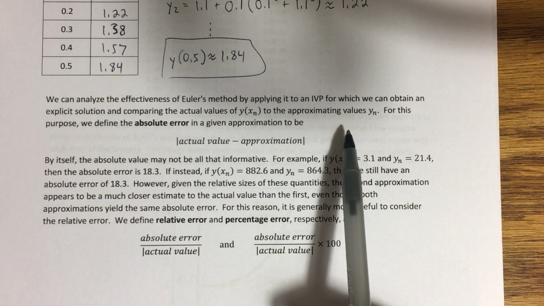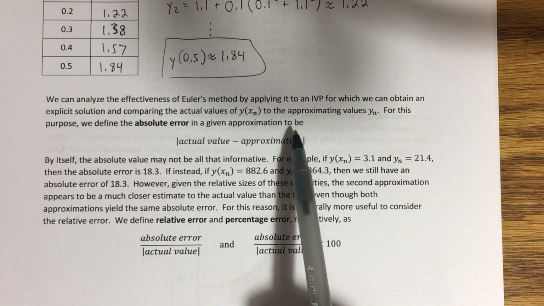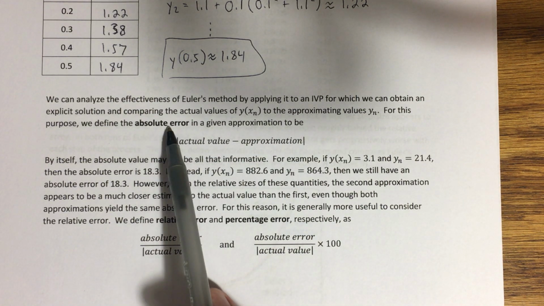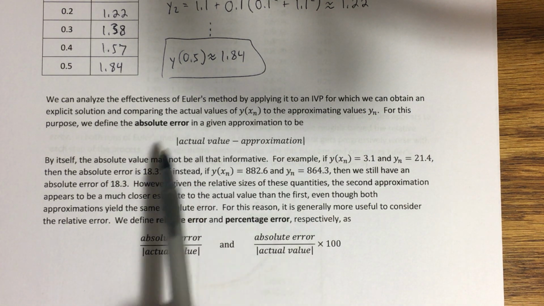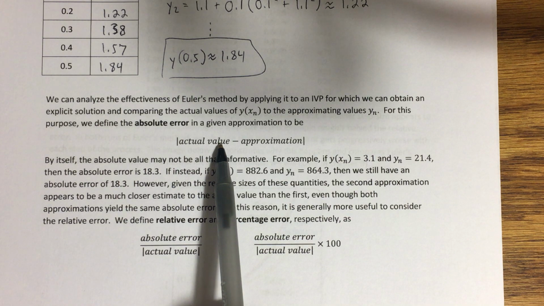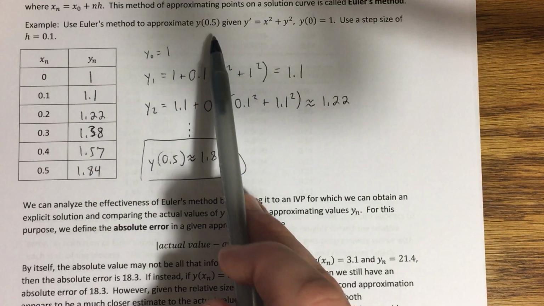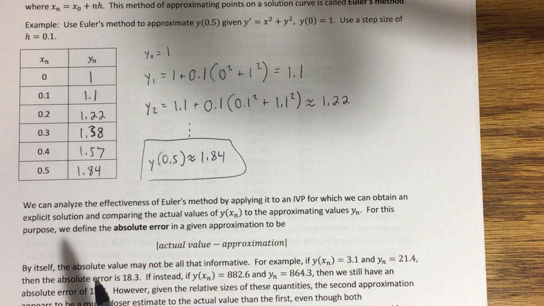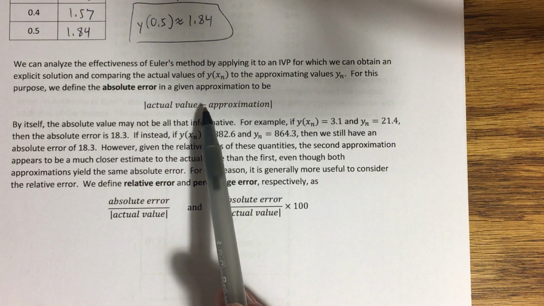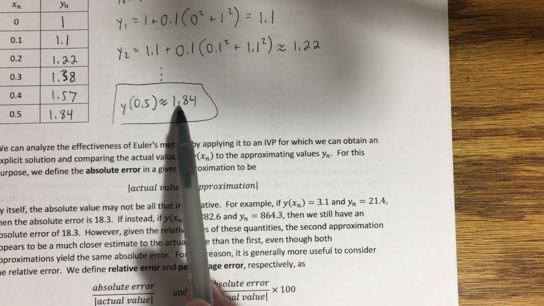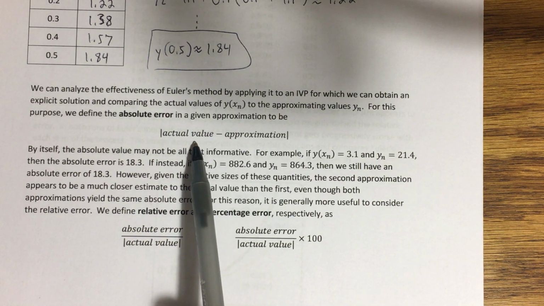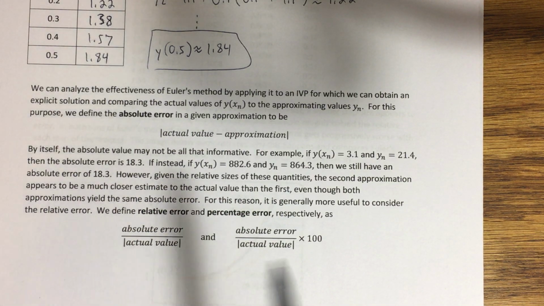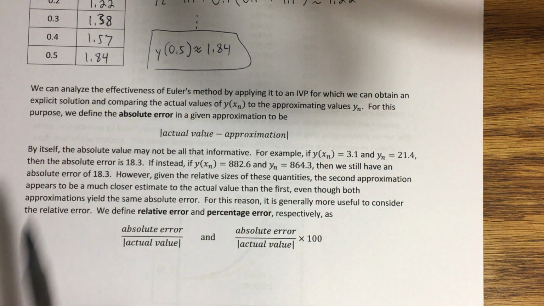If you have a solution to that IVP, then we define the absolute error in Euler's method to be the absolute value of our actual value, so what I would have gotten by plugging 0.5 into the true solution, if I could do that, minus the approximation, 1.84. That would give us basically the distance between our estimate and the true value. So we call that absolute error.